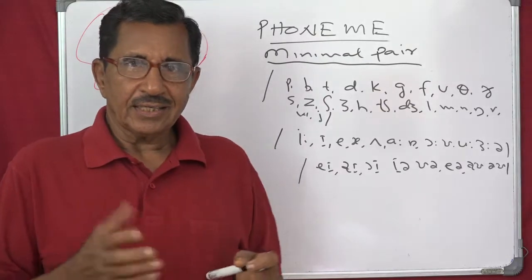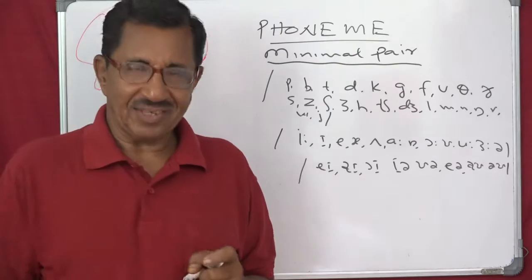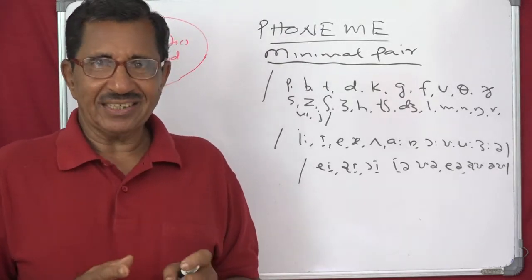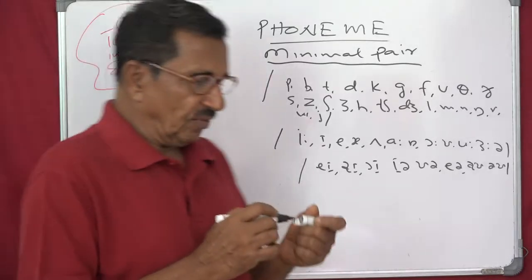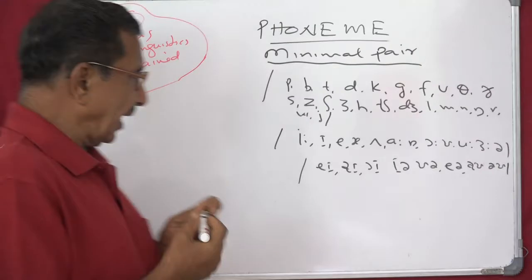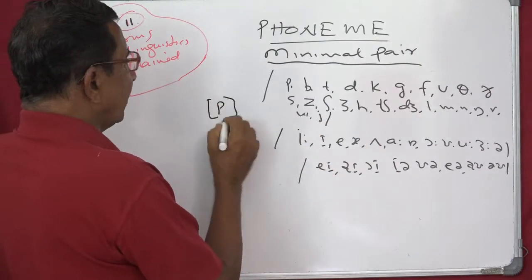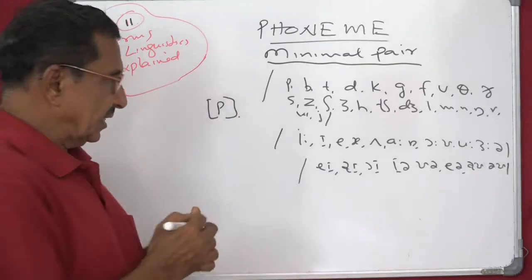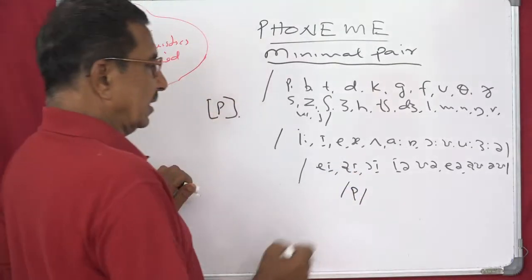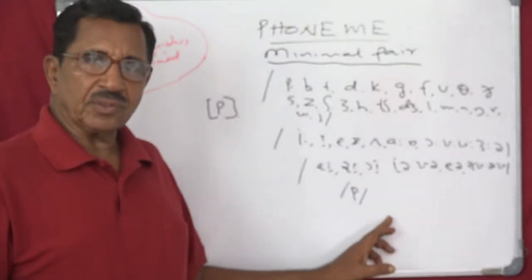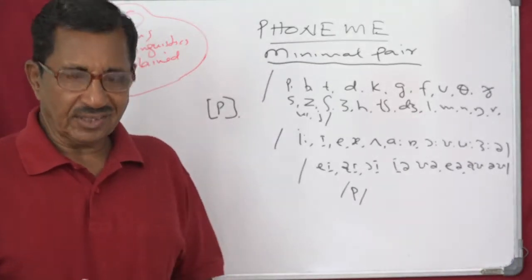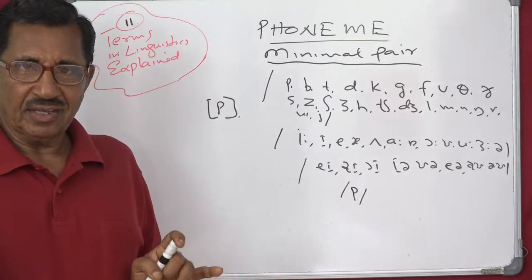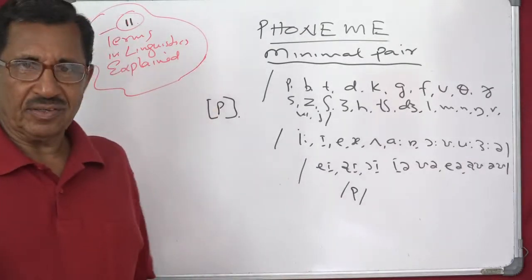Sometimes you will find that these are called phonetic symbols, from the International Phonetic Alphabet. When you write any one of these symbols within square brackets, the meaning is a bilabial voiceless plosive. But when you write it within slashes, it means it's a bilabial voiceless plosive that belongs to English. That's what I said: phonemes belong to a language. Phonetic symbols need not belong to any language. They just tell you this.